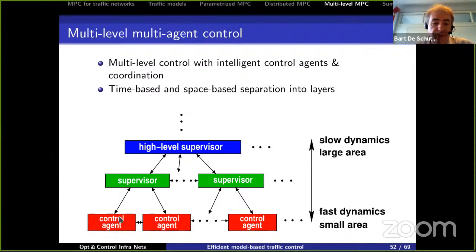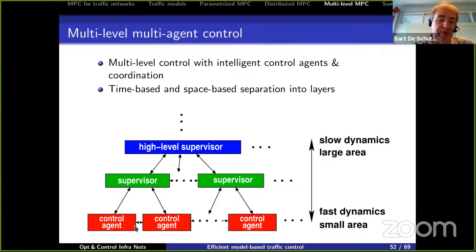So at the local level, we have control agents that take care of the fast dynamics in a small area. And that makes the problem still tractable. So we have a small area, but we also have a limited amount of time to compute our control signals. But this combination, small areas, fast dynamics, make the MPC problem tractable. The control agents would typically interact with each other. They would coordinate with each other to make sure that the local control actions will not create problems for the neighboring agents, and that you also get some degree of global optimality.